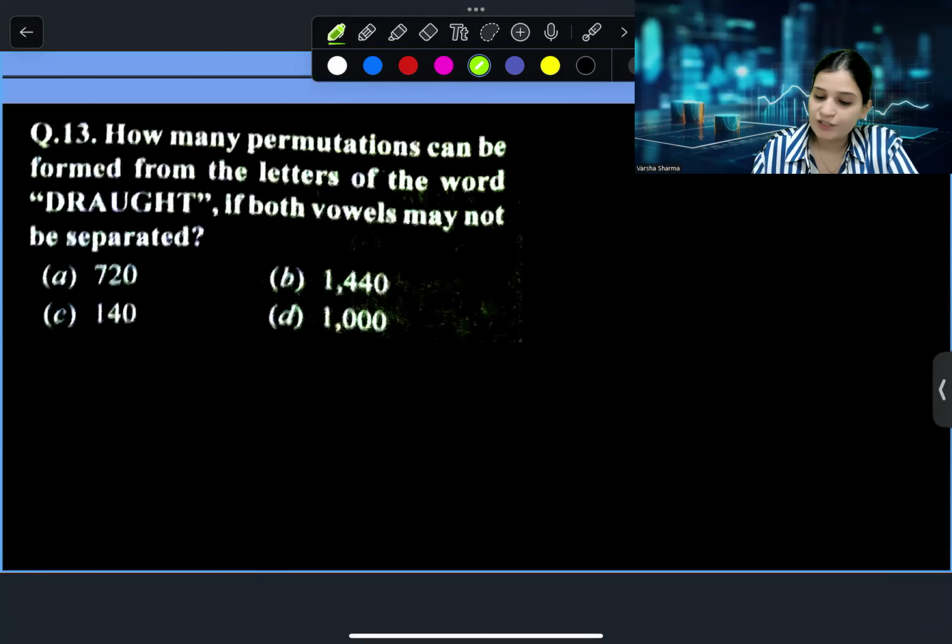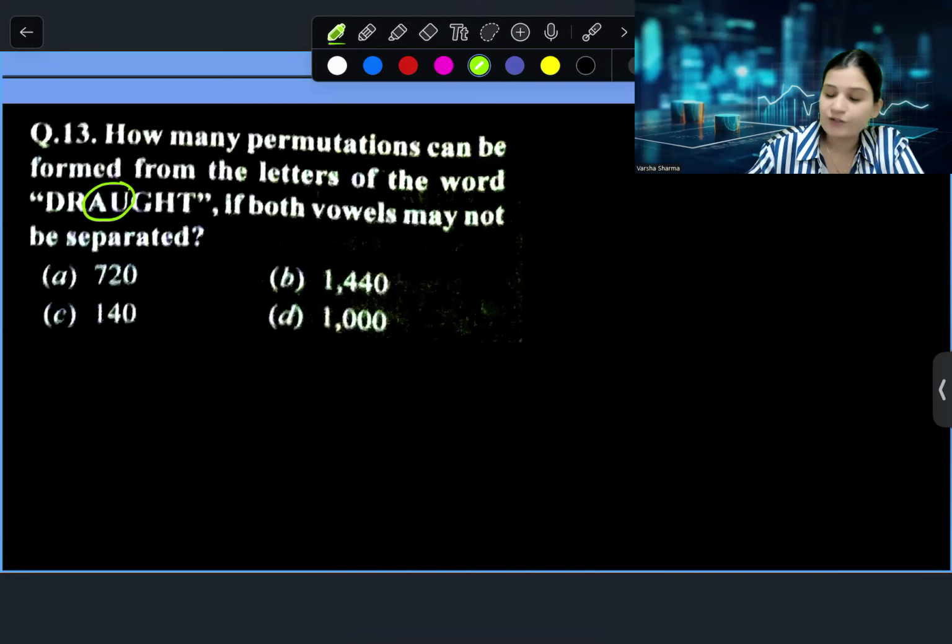13. How many permutations can be formed from the letters of the word drought if both vowels may not be separated? So A and U will be sitting together. So how many? 1, 2, 3, 4, 5, 6. So factorial 6. And they have to be together. The arrangement is not fixed. So factorial 2. 1440.